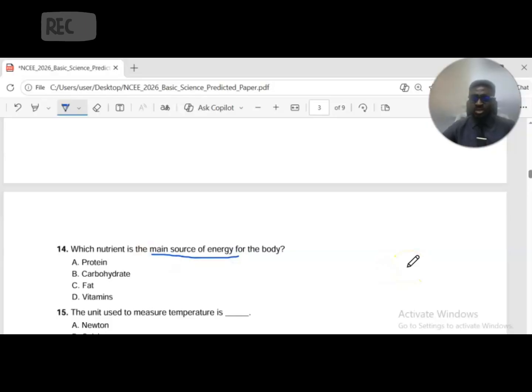That's the key word. So are you processing it right now? The answer is option B, carbohydrate. Carbohydrate is that class of food that contains carbon, hydrogen, and the element oxygen. So this gives us ATP when broken down.